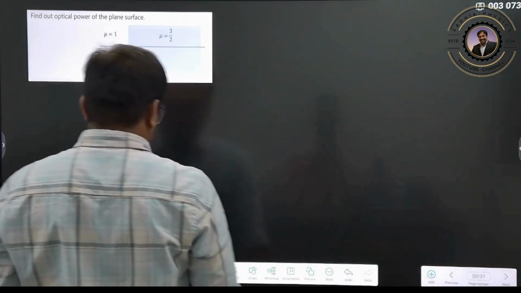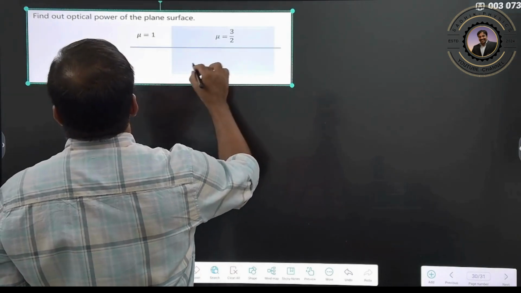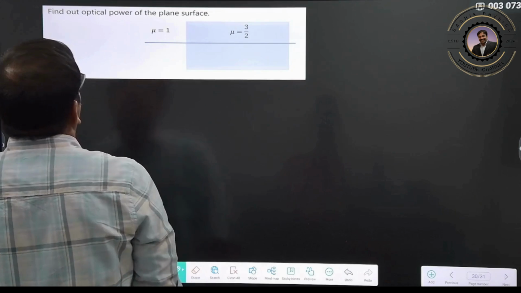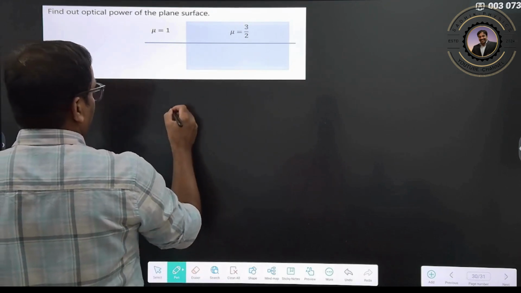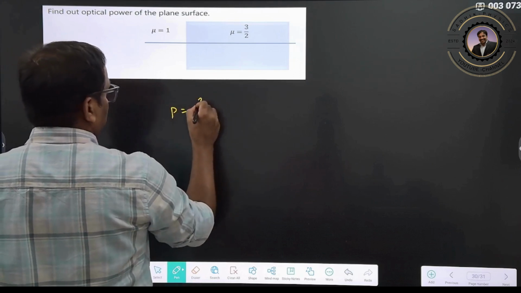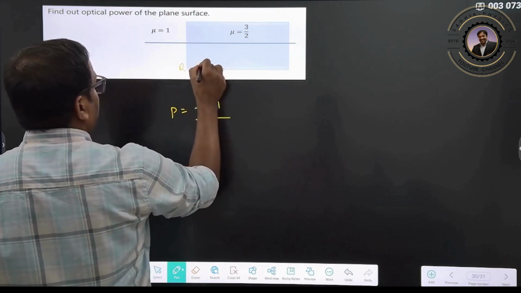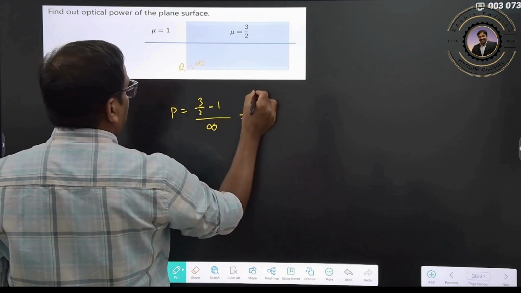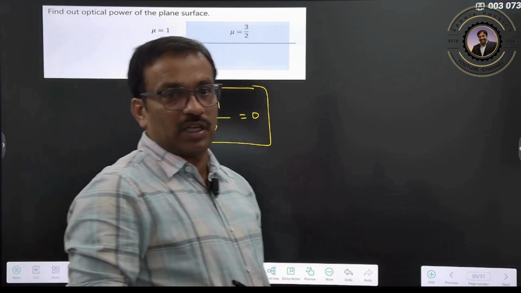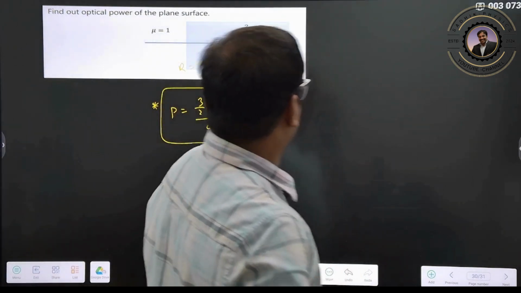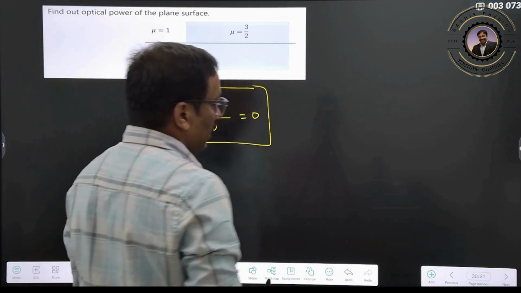Right. Now let us go for one more question. Find the optical power of the plane surface. What is the optical power now? For the plane surface, power is equal to n2, 3 by 2 minus 1. This is a plane surface, r will be at infinity. Therefore the power will be 0 for this plane surface. There is no converging, there is no diverging like that. Therefore the power will be 0 on this. Clear?